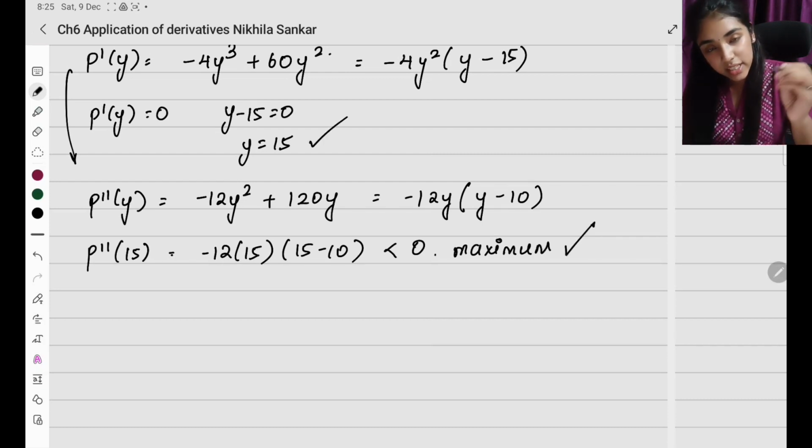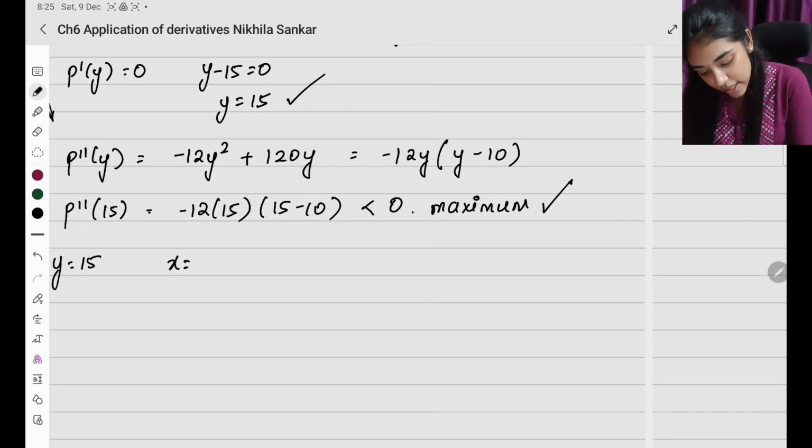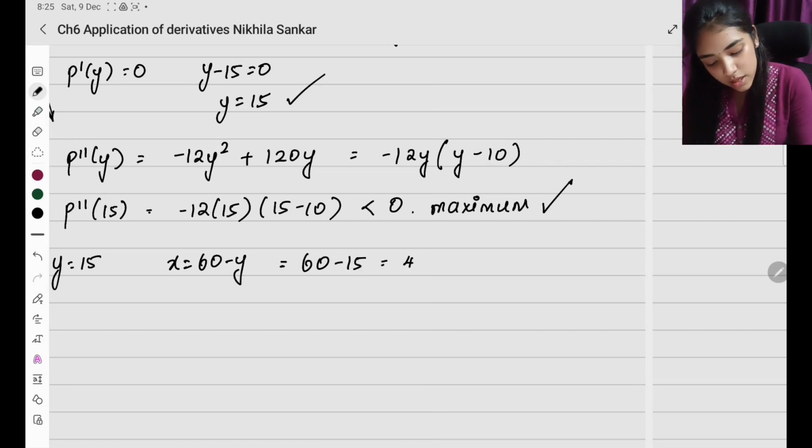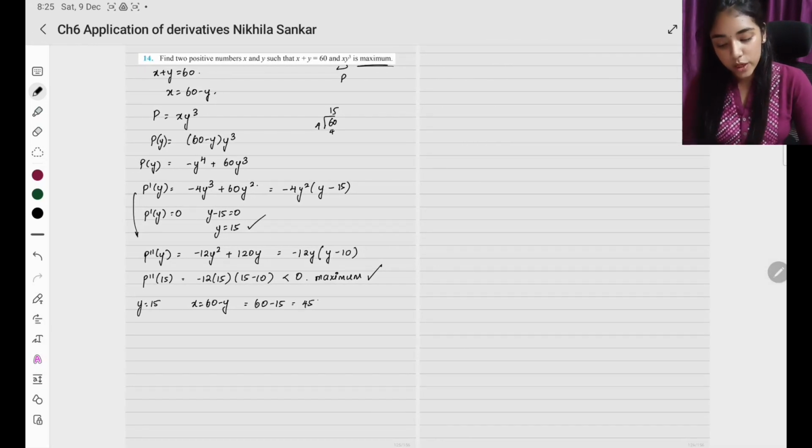Correct? So நம்மளோட critical point is going to be y equals 15. And what is the relation? X equals 60 minus y, which is 60 minus 15, which is 45. So I found out the values of x and y for which x y cube is maximum.